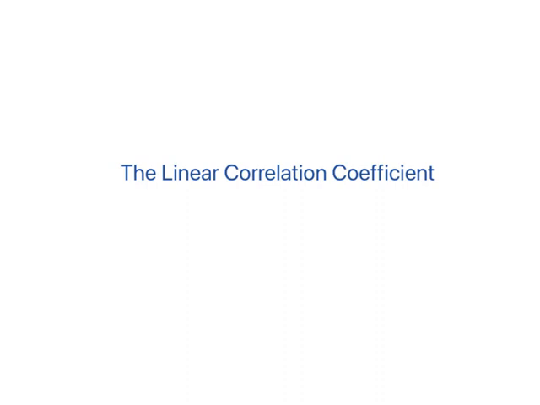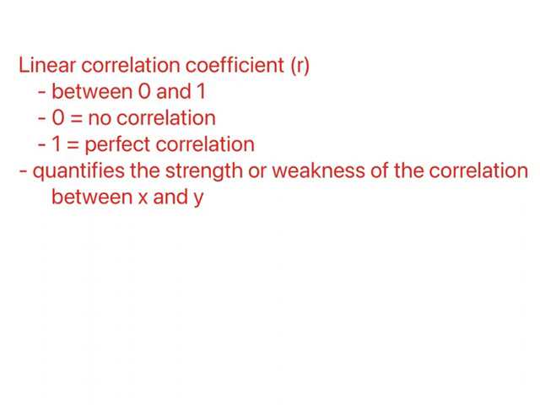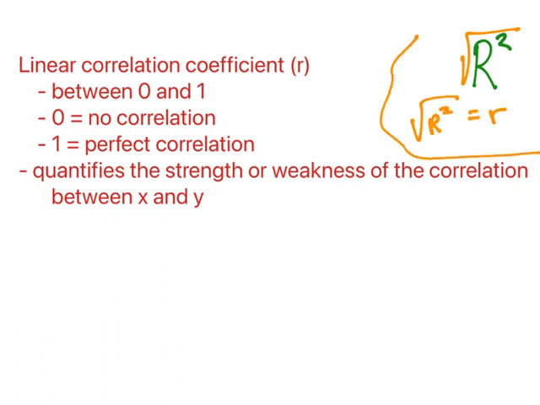Hey, let's talk a little bit about the linear correlation coefficient. The linear correlation coefficient we generally talk about as R. You are probably going to see things as R squared. So just remember, to go from R squared to R, we simply take the square root. So the square root of R squared equals R. There's a little side note.